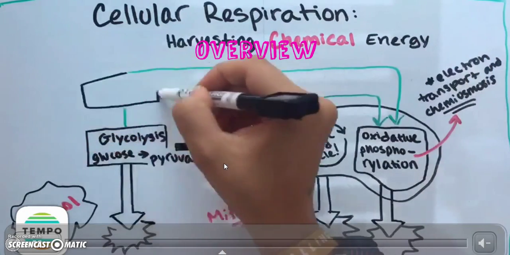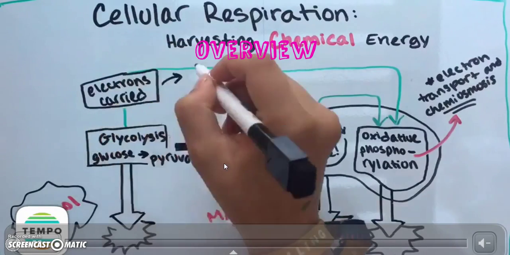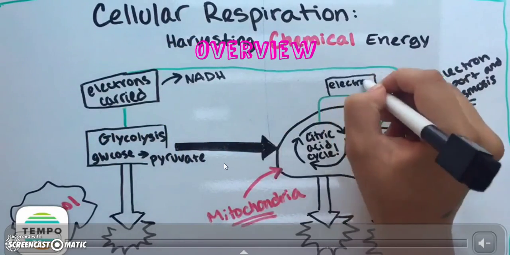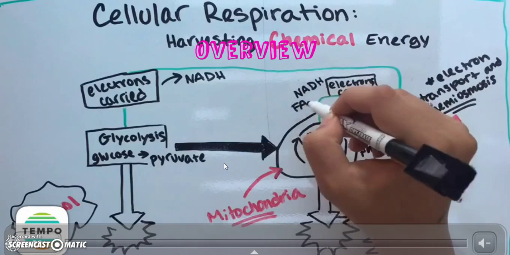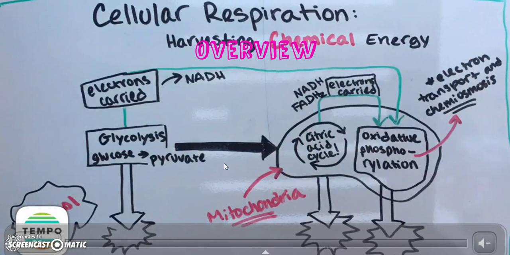Okay, so in each of these processes, electrons are going to be carried through NADH and FADH2 as well. And that's all going to go into the electron transport chain where most of the ATP is going to be produced.